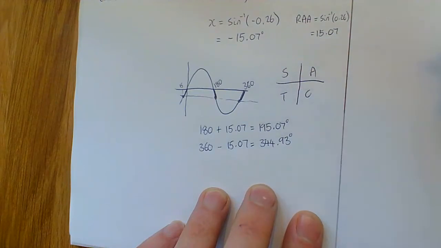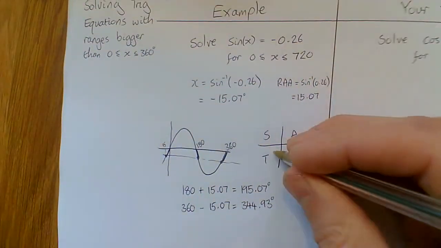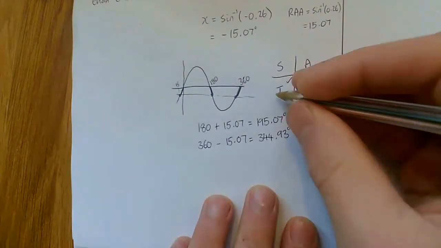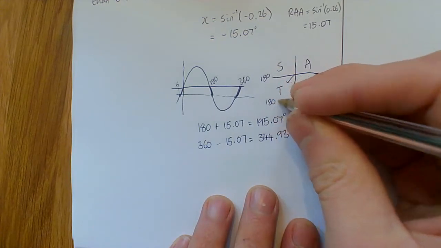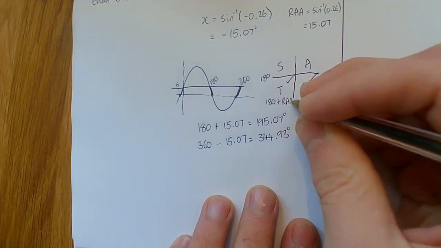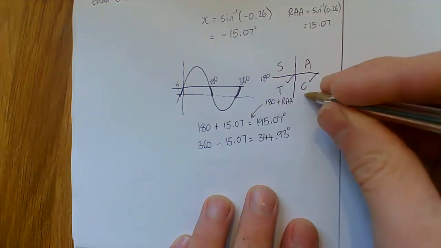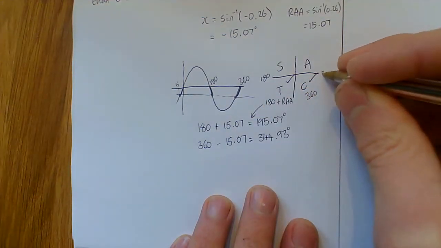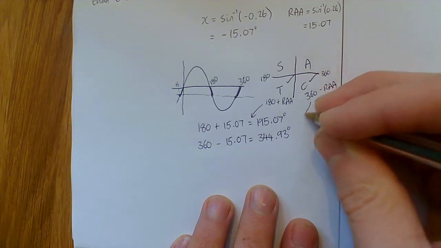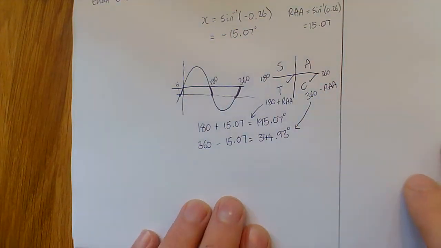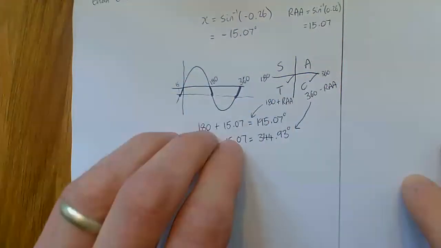Here's our CAST diagram. We've got sine being negative in our original equation, so that is there and there. If that is 180, this section down here is 180 plus our relative acute angle, which is 15.07. Well, that looks familiar. That's that. This bit over here is 360 take away our relative acute angle, and so that is that angle there. So same thing from CAST or the graph. That's our middle part of our process.